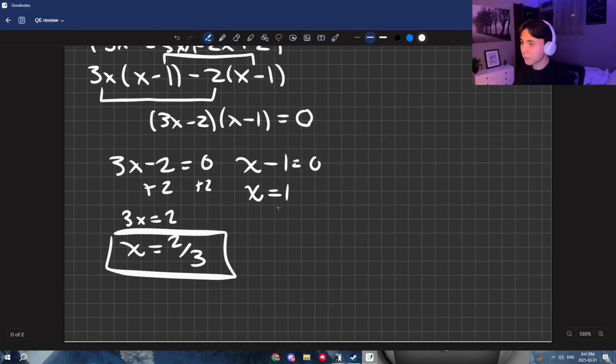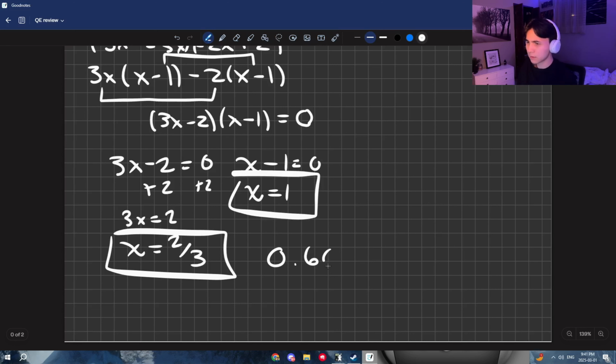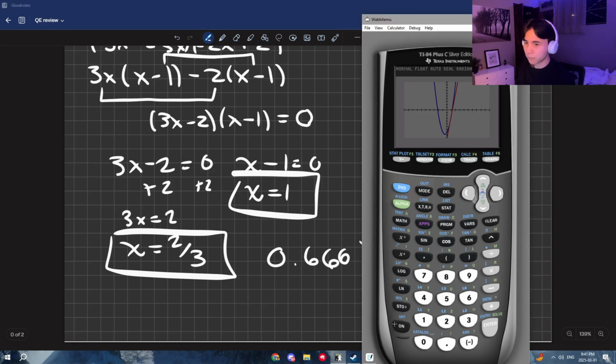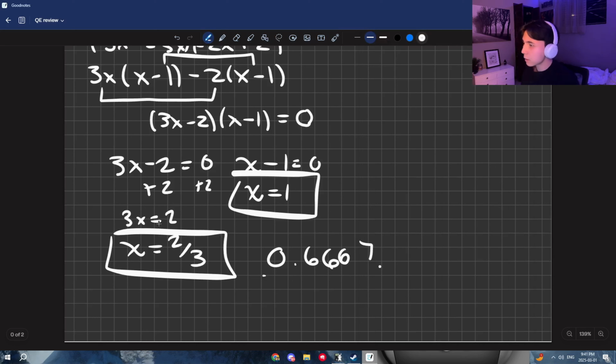You're going to notice earlier we got x is equal to 1 and 0.6667, whatever, right? So 2 over 3 is going to be 0.6667. So we know our solutions are correct, and therefore we have done this correctly. Just give a double check mark there, and that's how you solve the first one by factoring.